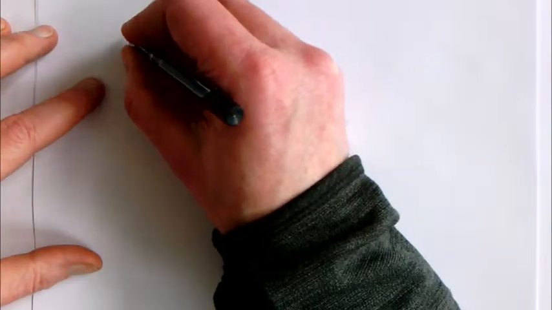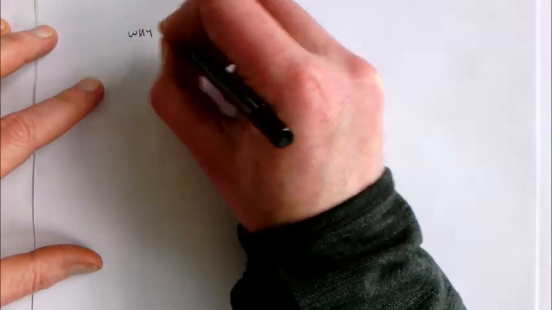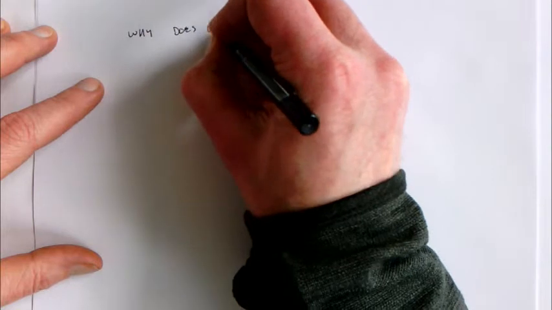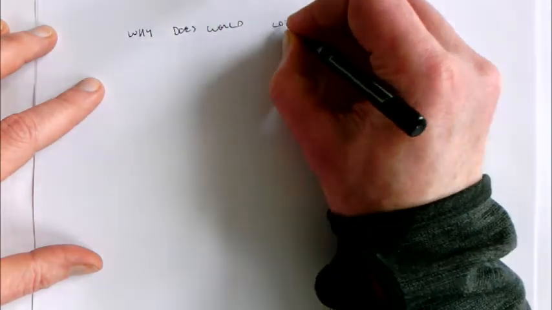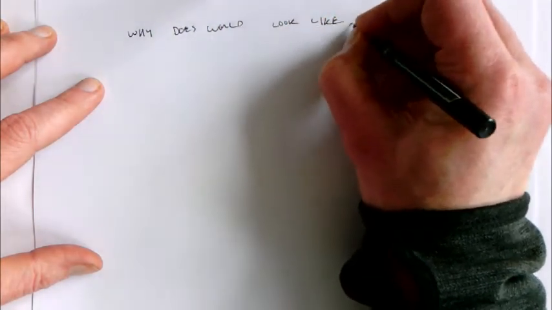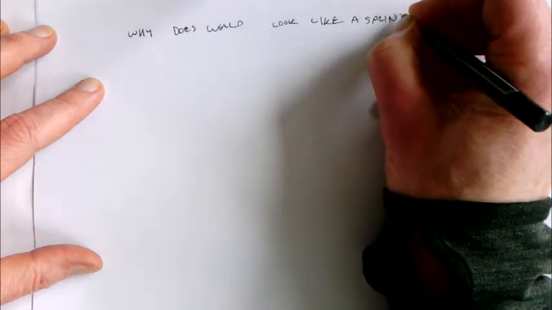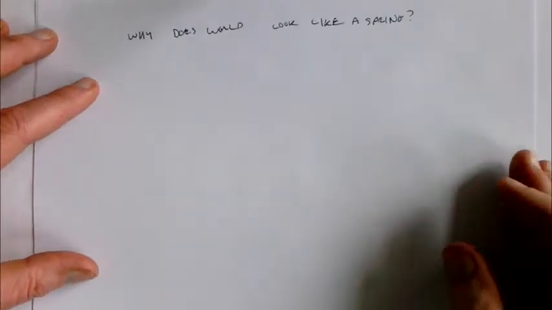In this video, I actually want to put this in a bigger picture context, because it's a really helpful idea for understanding some stuff about the way the world works. In some ways you might think about this as why everything in the world looks like a spring. So why does the world look like a spring?